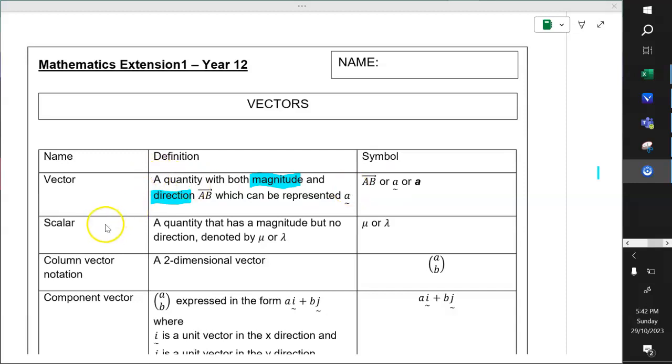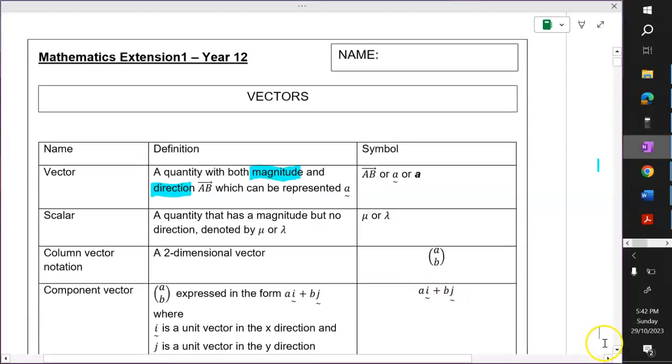We have these things called scalars. A quantity that has a magnitude but no direction is denoted by mu, which is that symbol there, or lambda. And those are scalars. They're just values that we add in front of our vector, and that increases or decreases the size of that vector.